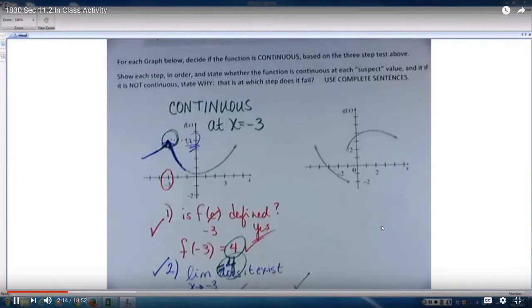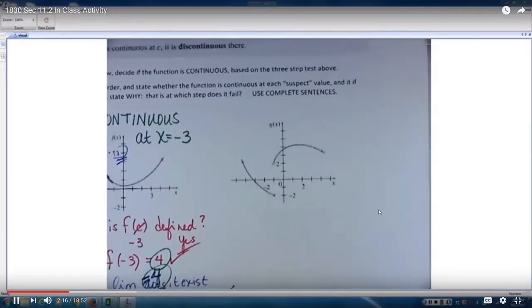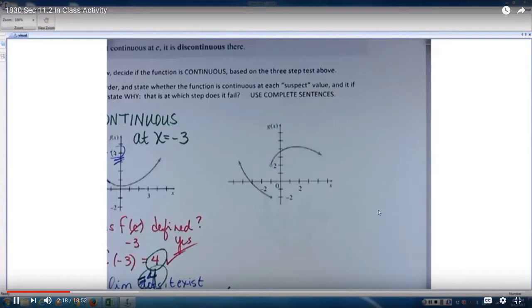So let's work through the second example and apply the rules. Okay, and hopefully you remember this from class now.